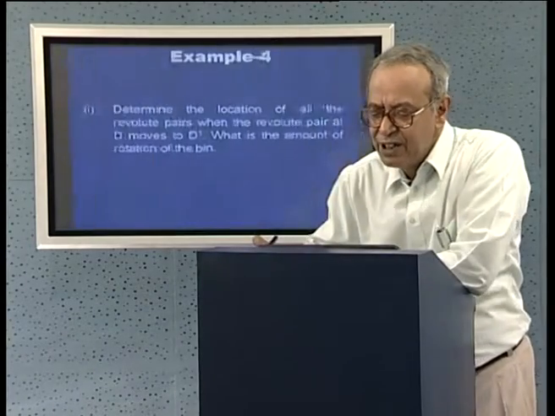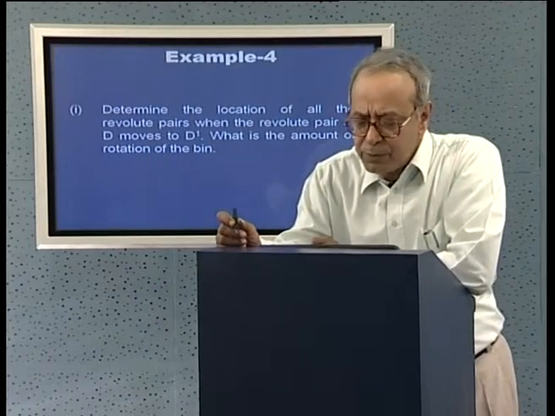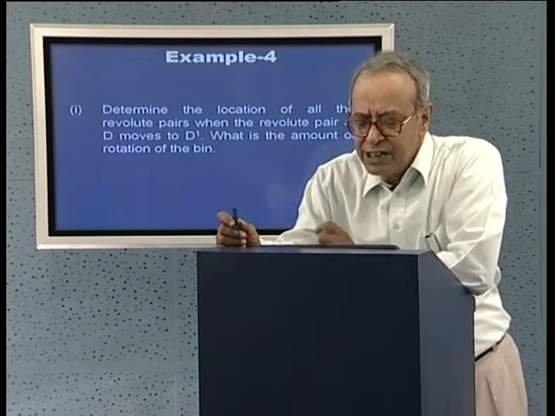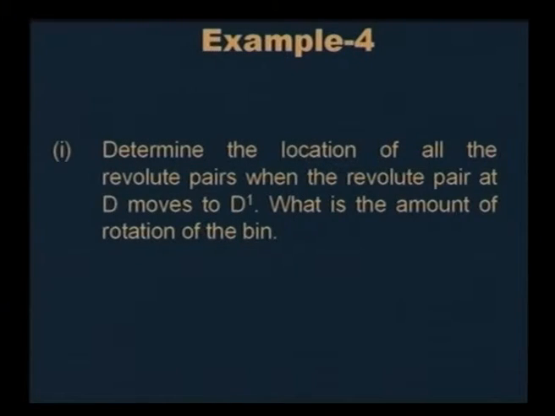The problem that we have just solved, let me now restate the problem for your benefit. This was our example 4. The first part of the problem that we have just solved is to determine the location of all the revolute pairs when the pair at D moves to D1. We have also found out what is the amount of rotation of the bin corresponding to this movement.